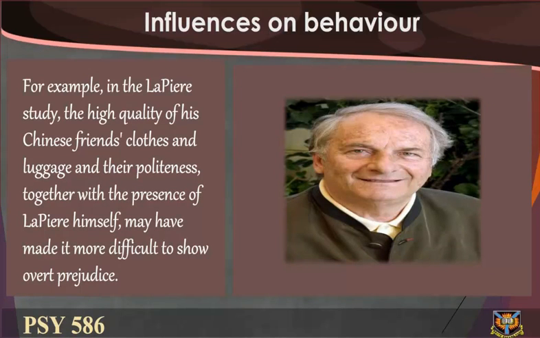For example, in the LaPiere study, the high quality of his Chinese friends' clothes and luggage and their politeness, together with the presence of LaPiere himself, may have made it more difficult to show overt prejudice.